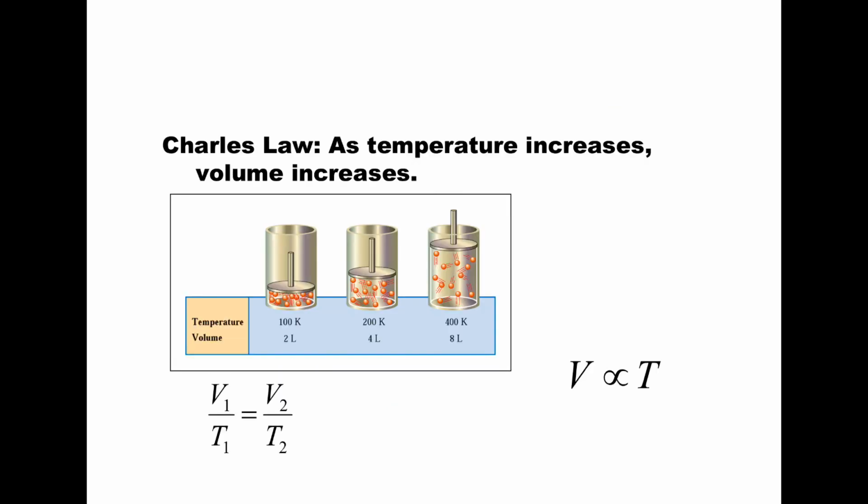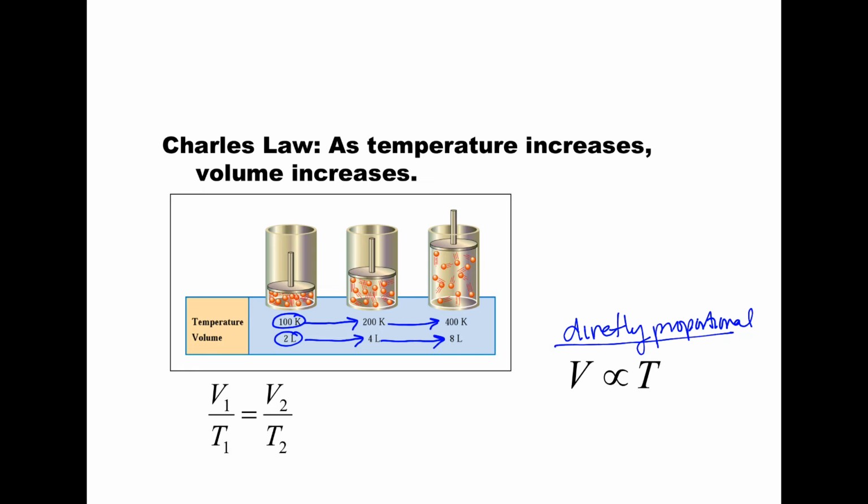Okay, so they are directly proportional. As one goes up, the other one goes up. And we can see some data here. We have the temperature in Kelvin, and we have the volume. You can see when we double the temperature in Kelvin, we double the volume. We do it again, double the temperature, we're doubling the volume. So that is directly proportional.